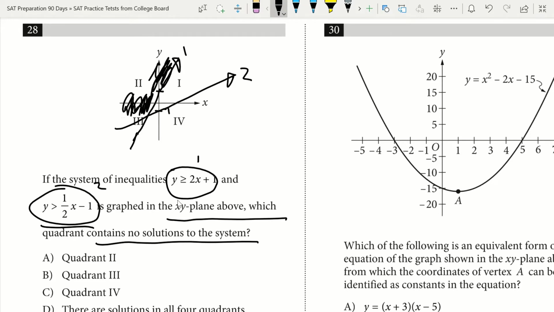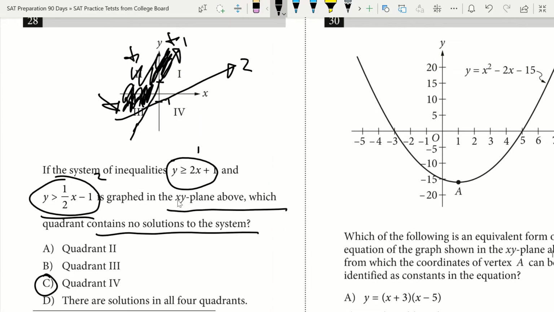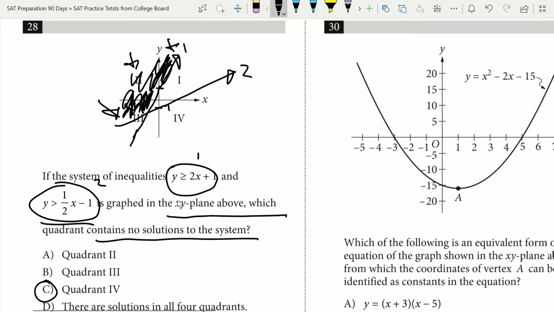We see that it goes into quadrant 1, it goes into quadrant 2, and it goes into quadrant 3, but we see that it does not go in quadrant 4. So the correct answer for the quadrant that contains no solutions is going to be C, quadrant 4, because they don't both satisfy at any point in quadrant 4. Right, the only one that satisfies quadrant 4 is equation 2, but equation 1 does not, so therefore quadrant 4 does not contain a solution.